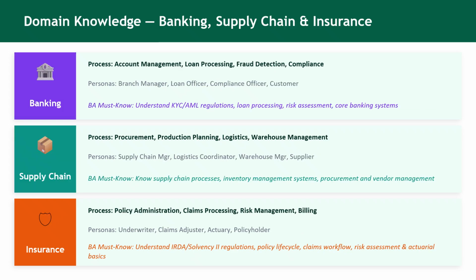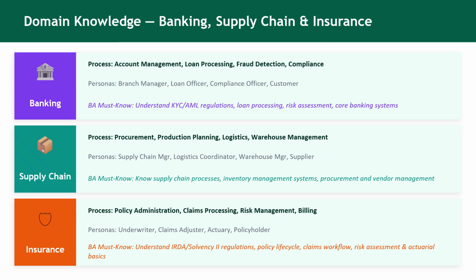Now let's look at a few more domains. First is banking. In a banking system, processes include account management, loan processing, fraud detection, and complaints. The BA should understand concepts like KYC, AML, loan workflows, and risk management. This helps in designing secure and compliant systems.